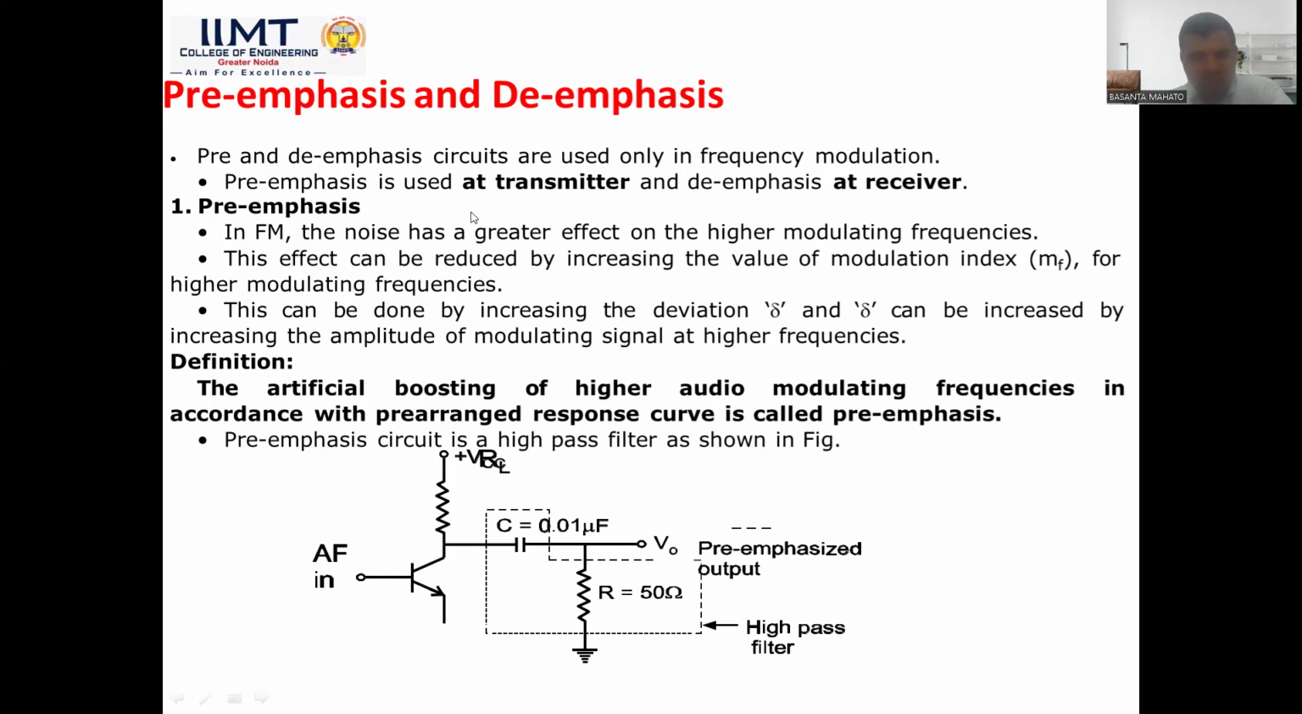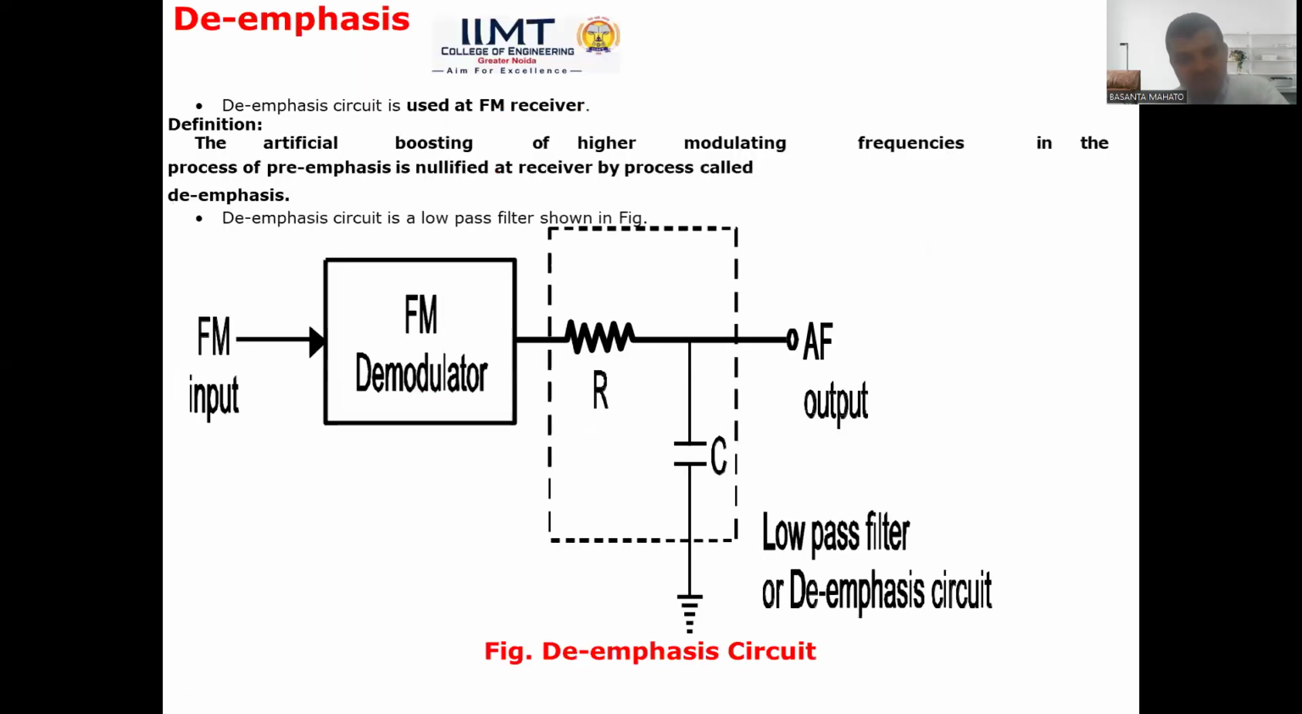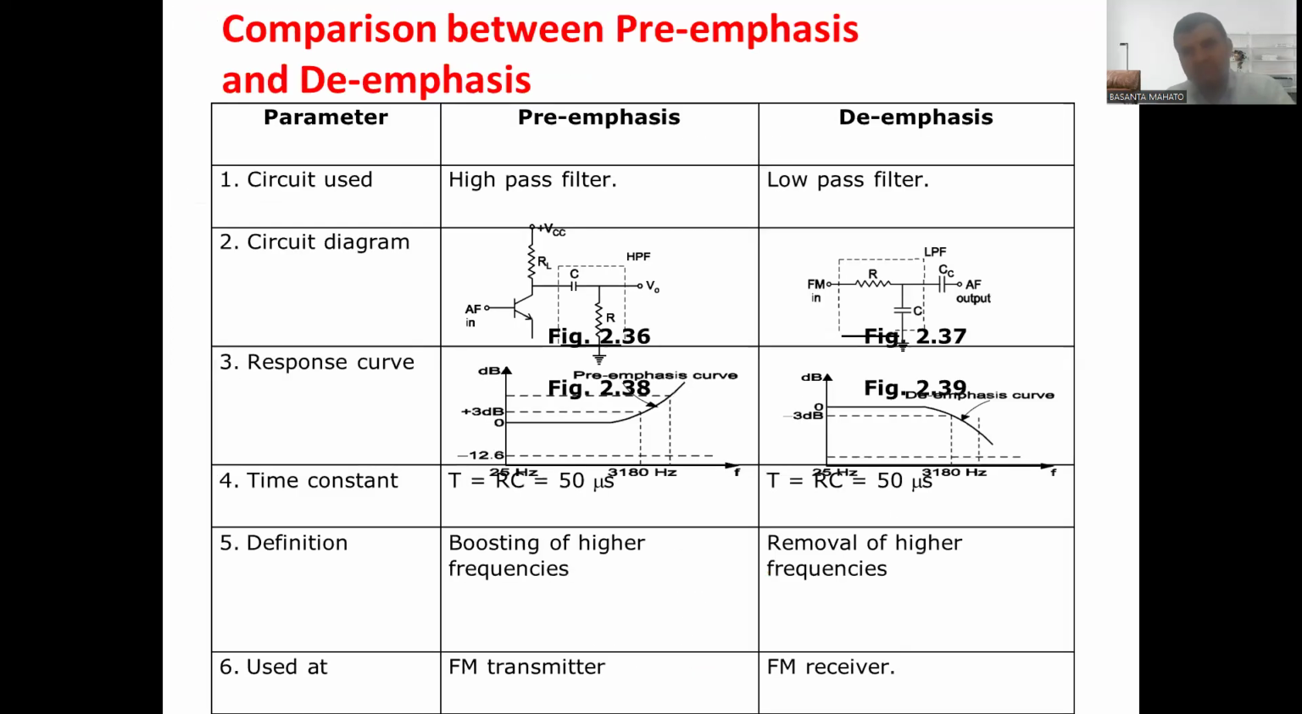Before modulation, we boost the modulating signal, and de-emphasis is the reverse of that. Whatever boost is applied at the transmitter end, at the receiver end, before the demodulator, we de-emphasize with a circuit. So the artificial boosting of the higher modulating frequency in the process of pre-emphasis is nullified at the receiver end by a process called de-emphasis.